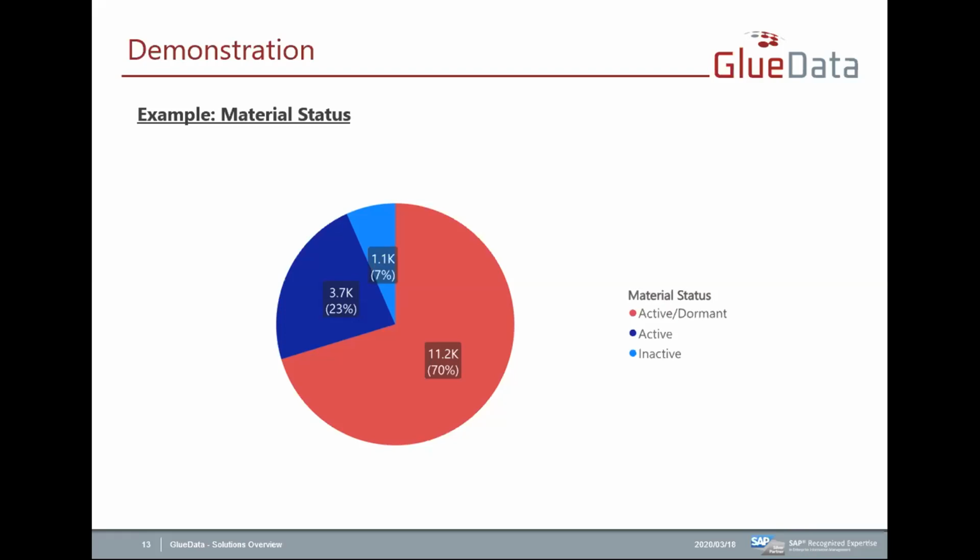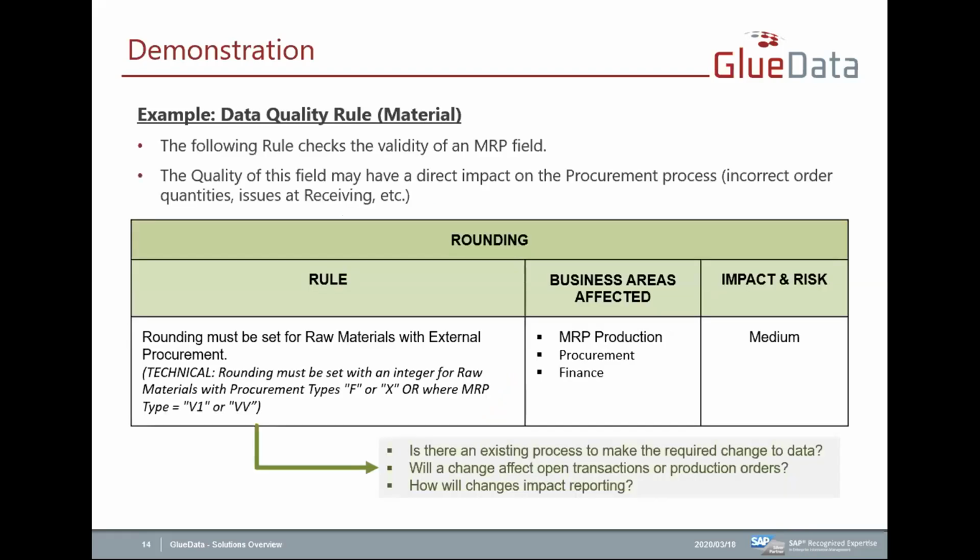This is an example of a classification rule. I just wanted to make that clear. So we are classifying the data, and that adds a dimension. When we look at a data quality rule, for example, this rule is validating an MRP field. The quality of the field will have a direct impact on, let's say, the procurement process. There's a number of them, but let's say procurement, because order quantities might be incorrect.